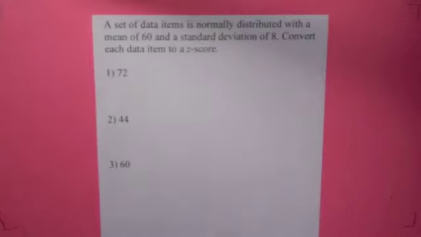A set of data items is normally distributed with a mean of 60 and a standard deviation of 8. Convert each data item to a z-score. Okay, so a z-score is what we use to standardize data.